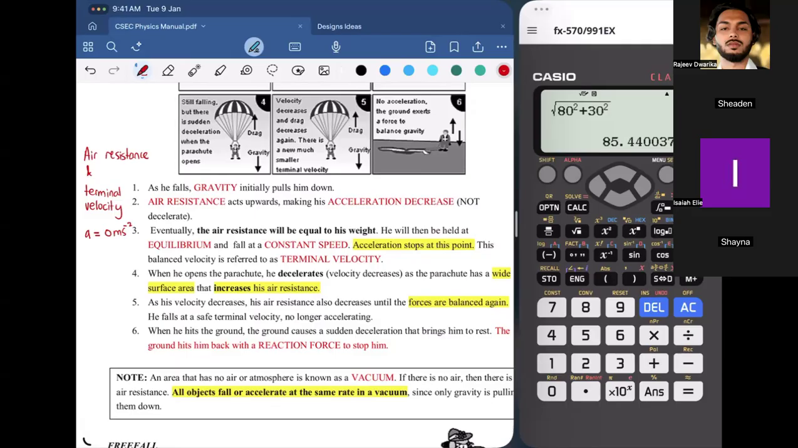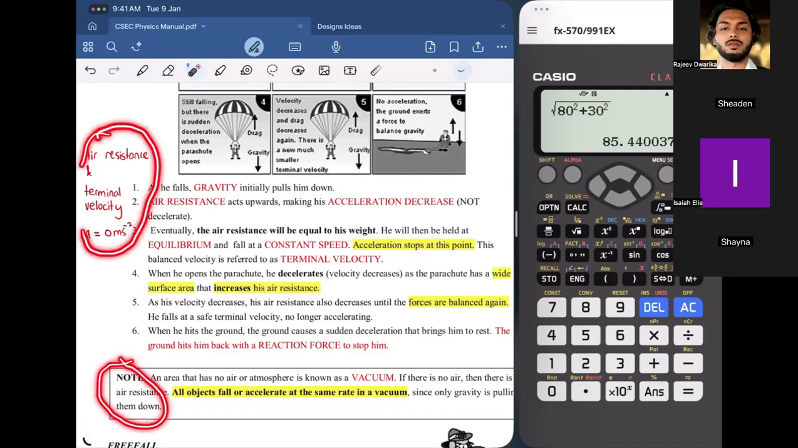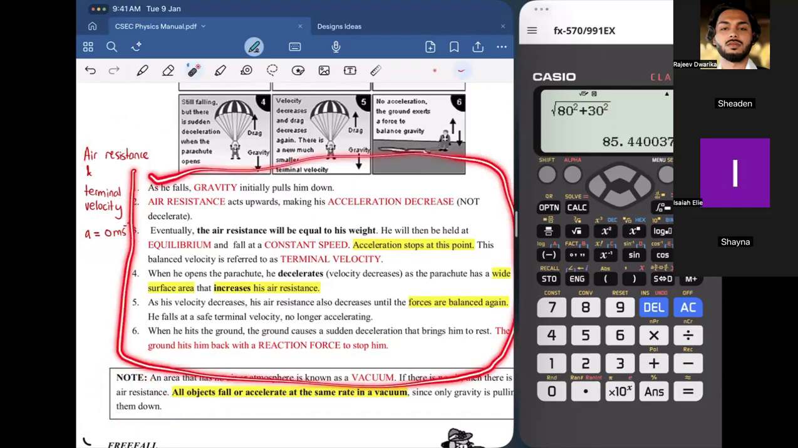Right? So you don't have to copy down the parts in the note. Just copy down air resistance and terminal velocity. And then copy down these points over here.